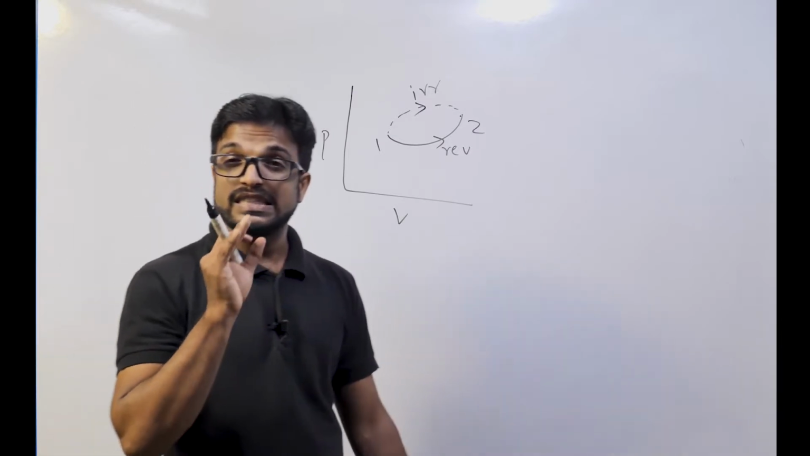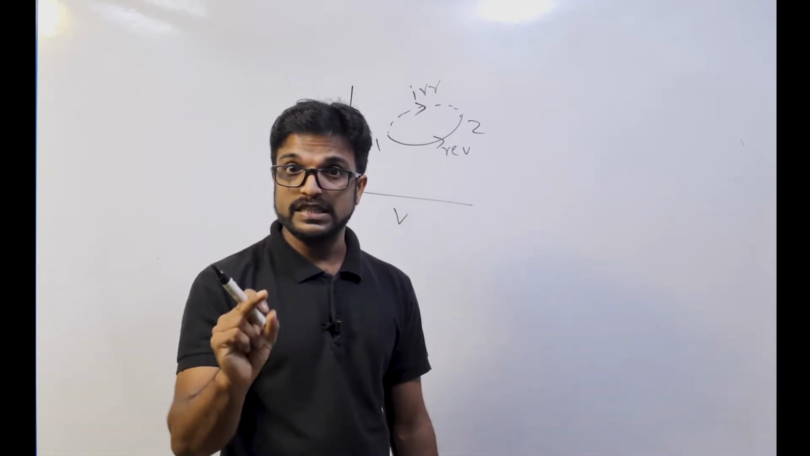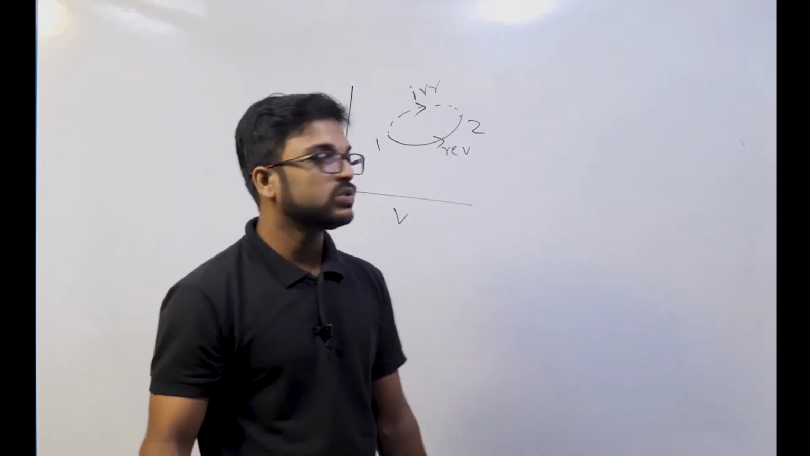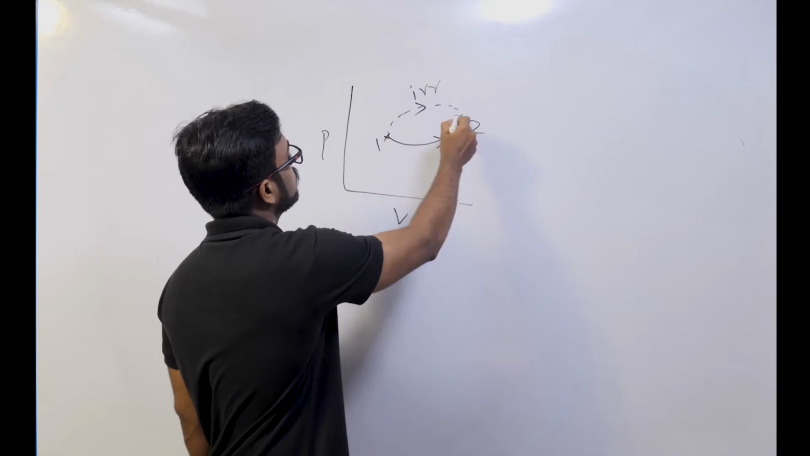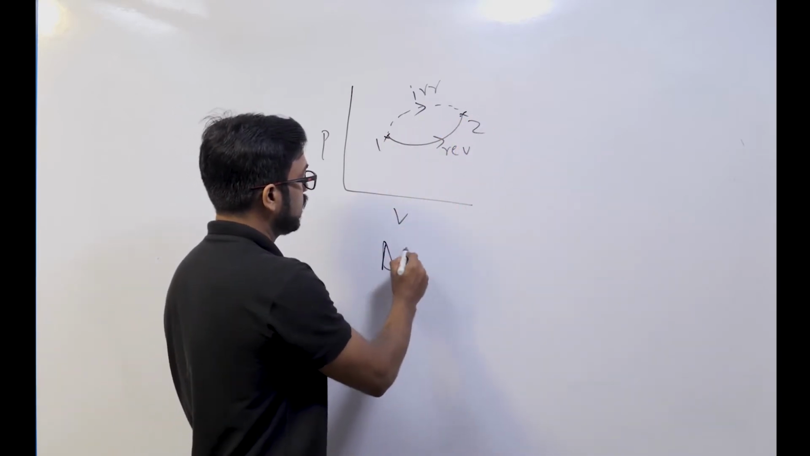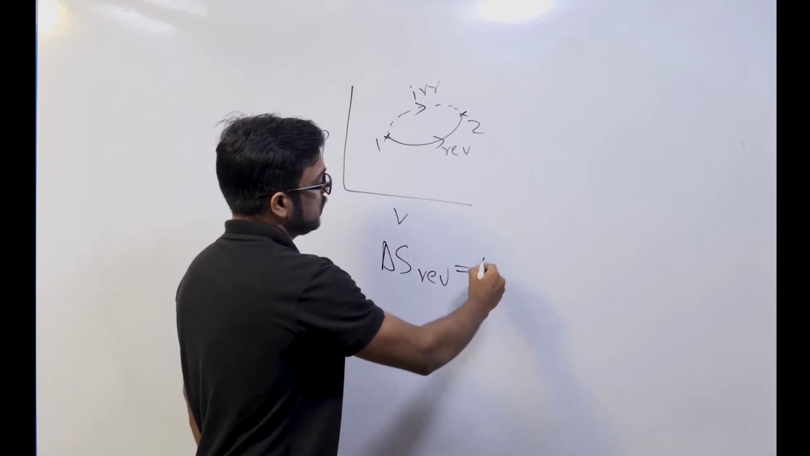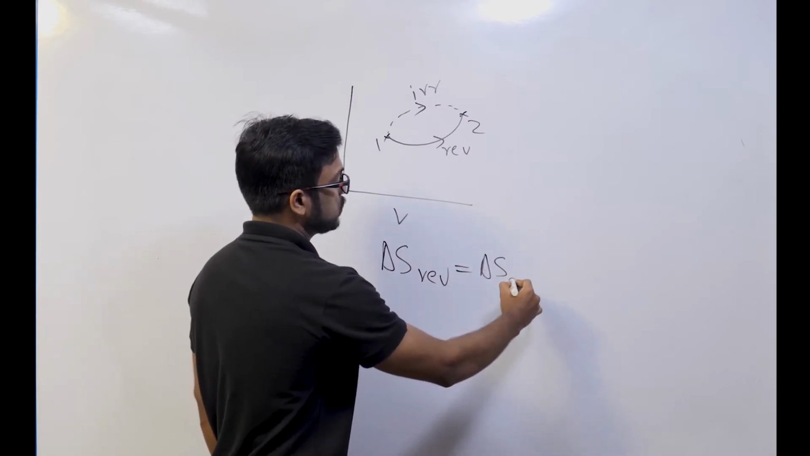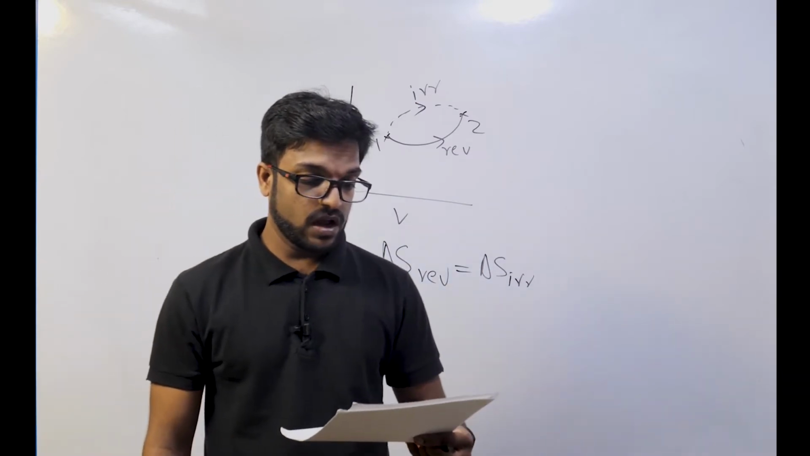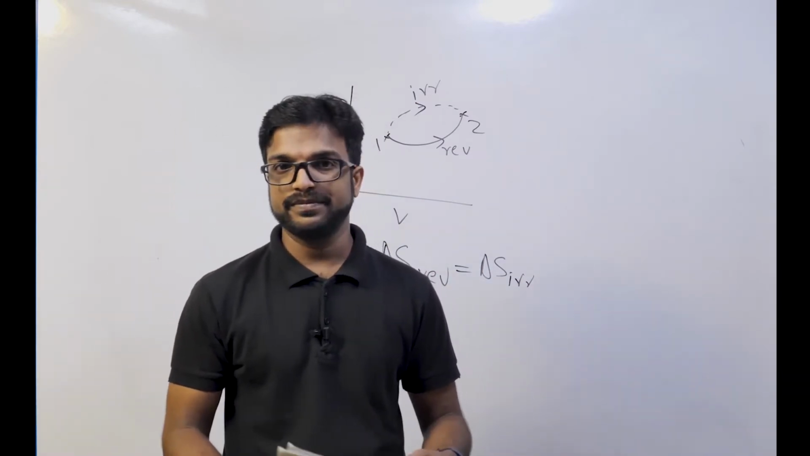We already saw that entropy change is a property change. Between two endpoints, entropy change remains the same. So here they are talking about two endpoints only. So for both the reversible as well as the irreversible process, delta S should be the same. So delta S reversible should be equal to delta S irreversible. So we can go for option A. Fine.